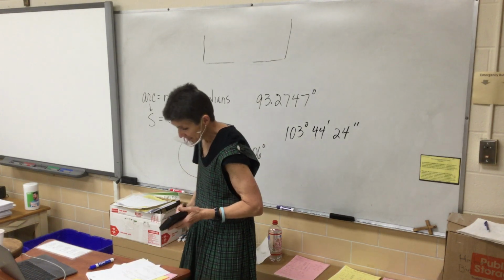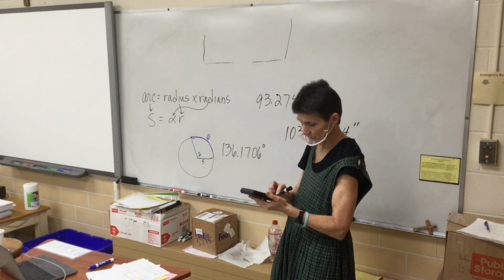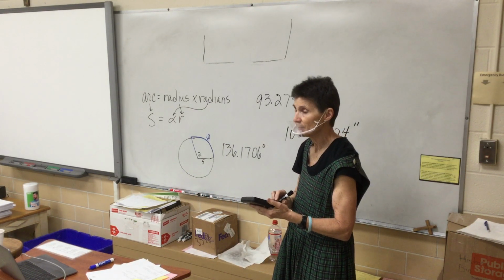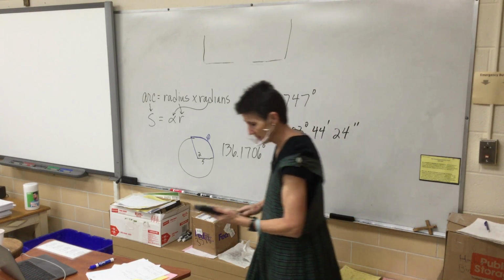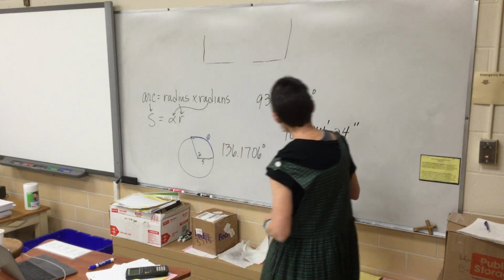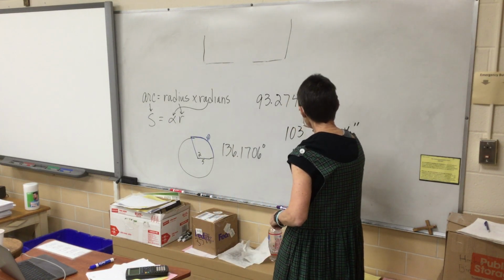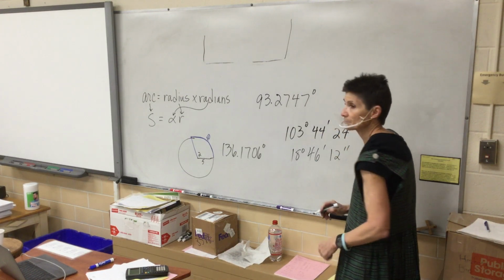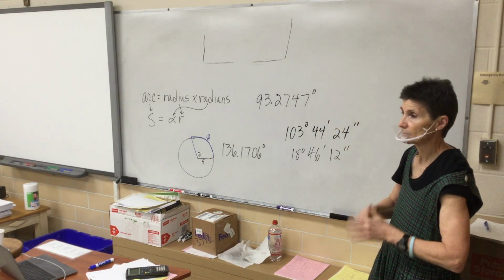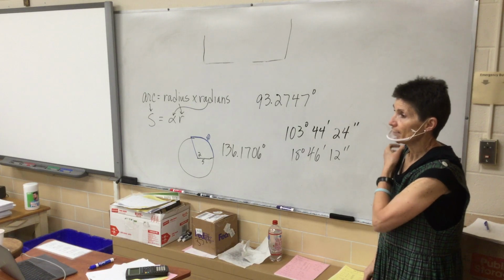So the next one, 18.77. So we just hit 18.77. Second angle DMS, 18 degrees, 46 minutes, and 12 seconds. Is that okay?